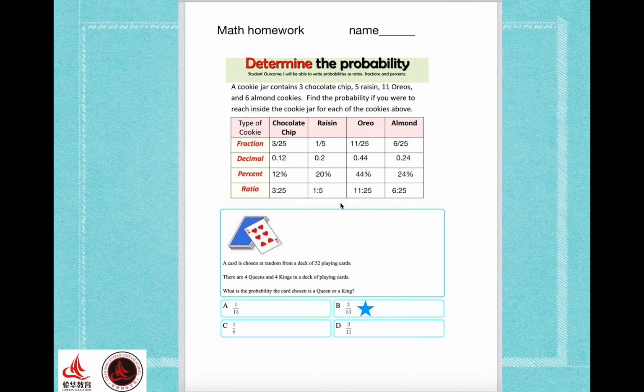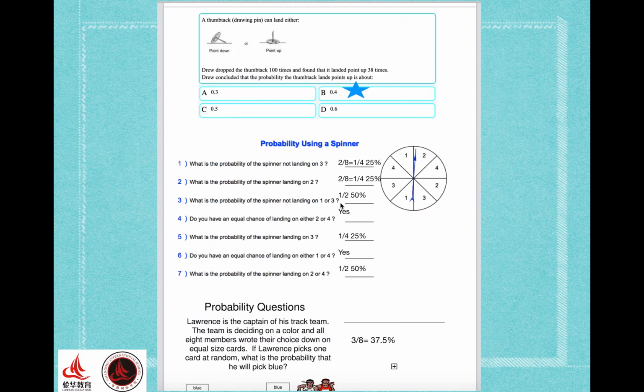If you need more time, just pause this. Let's move on to the next sheet. A thumbtack, or drawing pin, can land either point down or point up. Drew dropped the thumbtack 100 times and found that it landed point up 38 times. Drew concluded that the probability that the thumbtack lands point up is about 38 over 100, so 0.4 or 40%. So it's about a 40% chance.